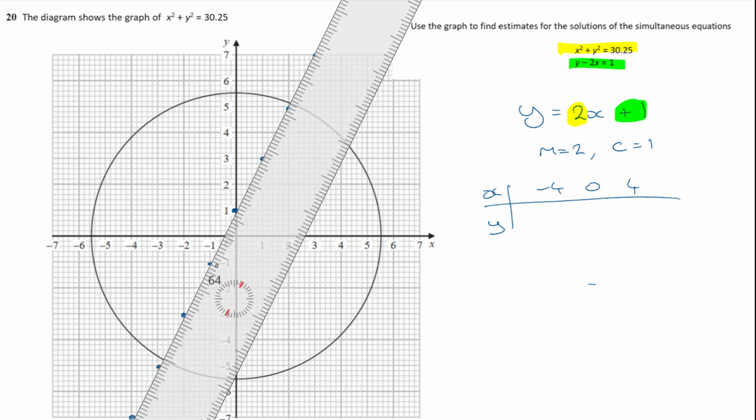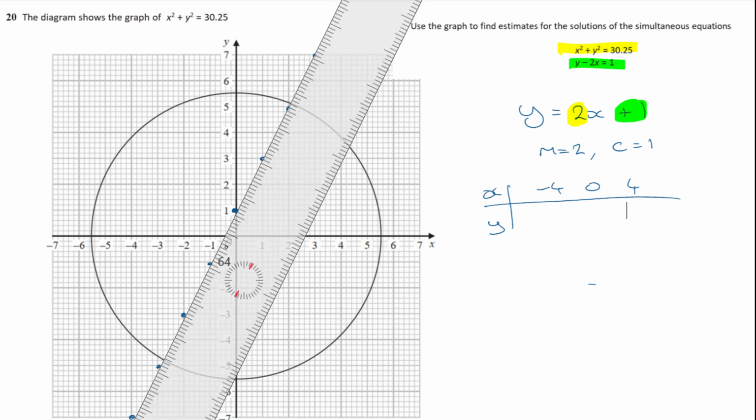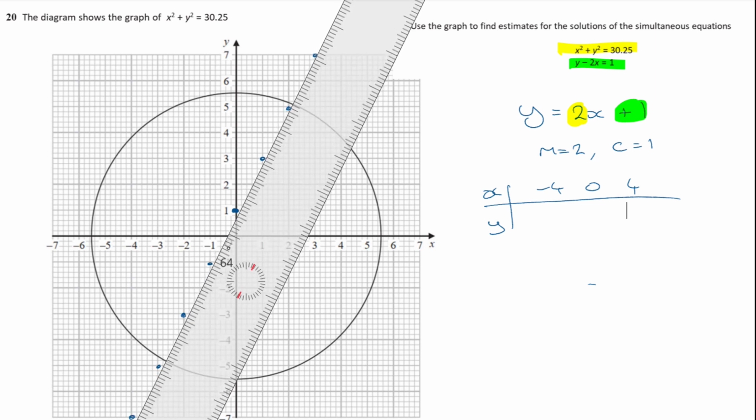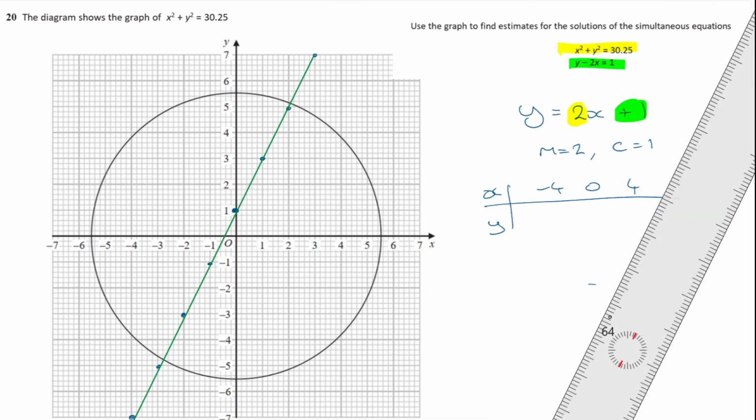So I'm just going to join those points that I found with a straight line. Annoyingly, my ruler's kind of jumpy. It should be somewhere between the two jumps that my ruler's happy to do. So that's about as best I'm going to get on this thing.